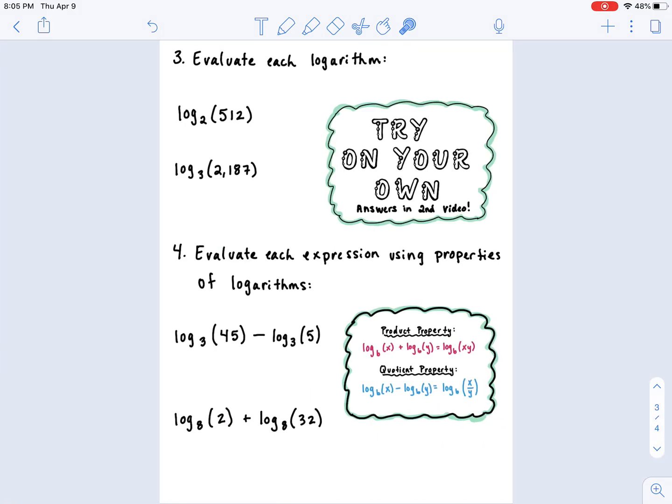Here are the problems I would like you to try on your own. So you're going to evaluate 2 logarithms up here, and then you're going to use the properties to evaluate down here. And I wrote the properties out for you right here, so you can reference those if you need to.